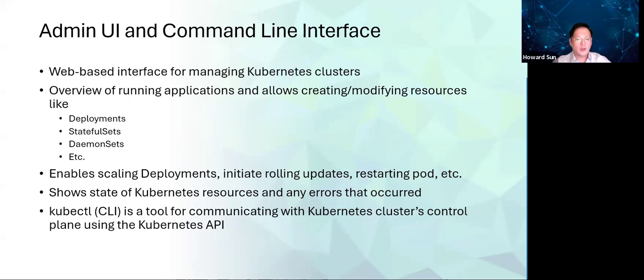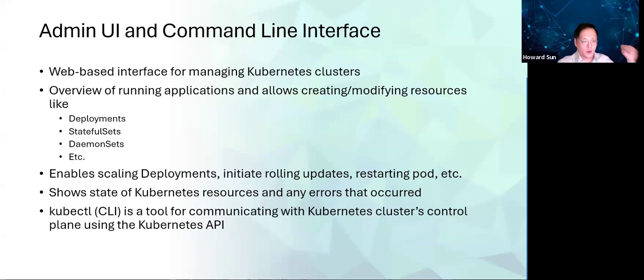Additionally, the admin UI provides real-time insight into the state of Kubernetes resources and highlights any errors that may have occurred. In parallel to the admin UI, there's kubectl, which is the command line interface, and is a powerful tool that communicates with Kubernetes clusters through the Kubernetes API, which is a RESTful interface. It allows users to execute a wide range of commands for managing applications and modifying cluster state.